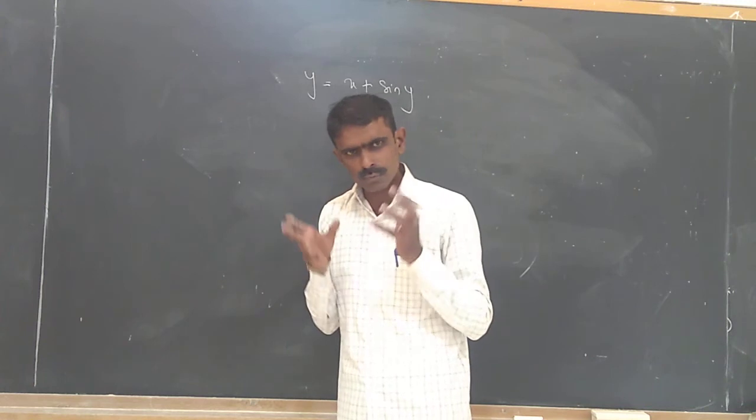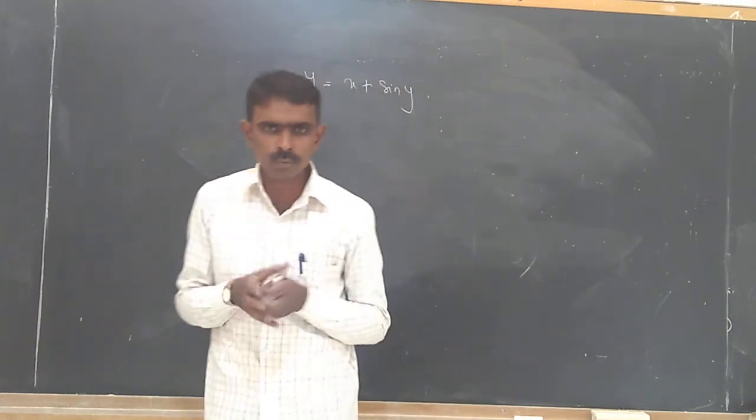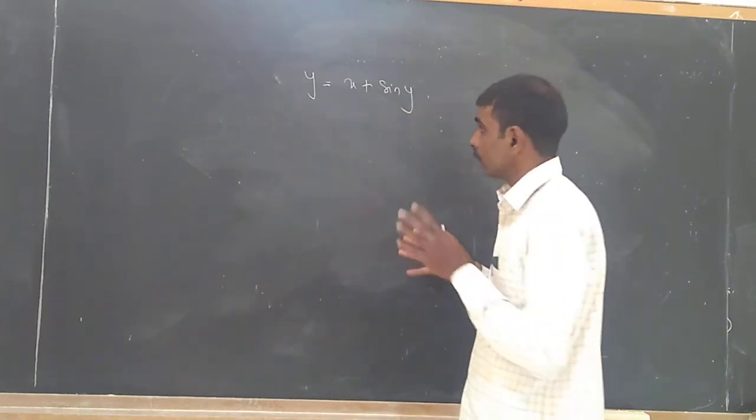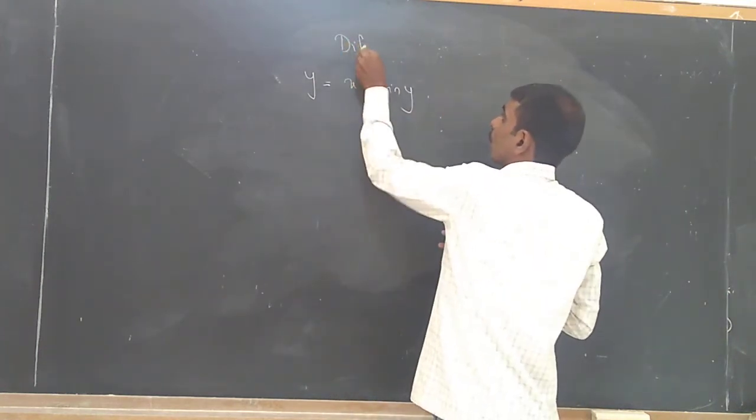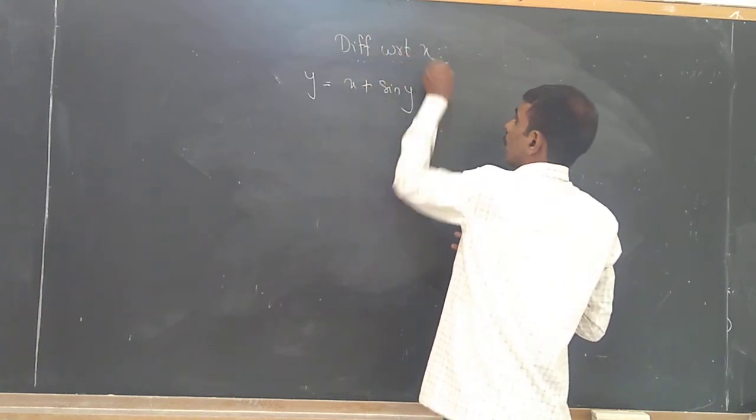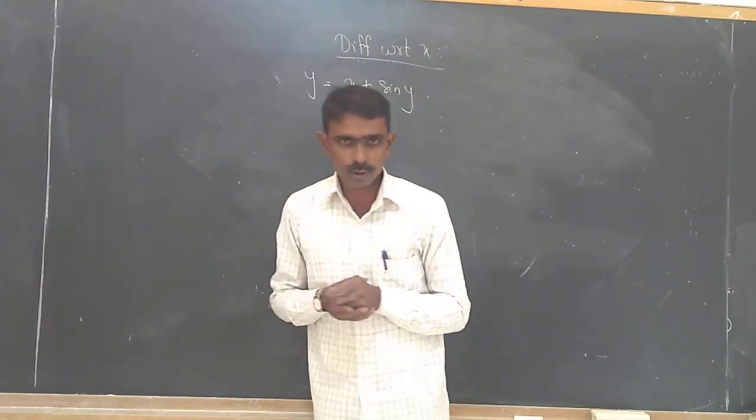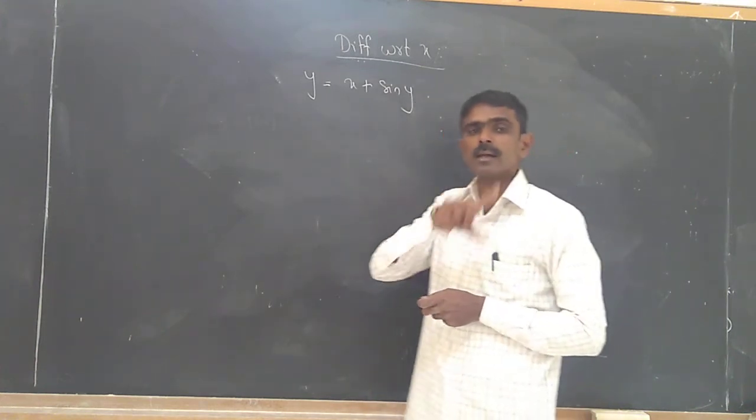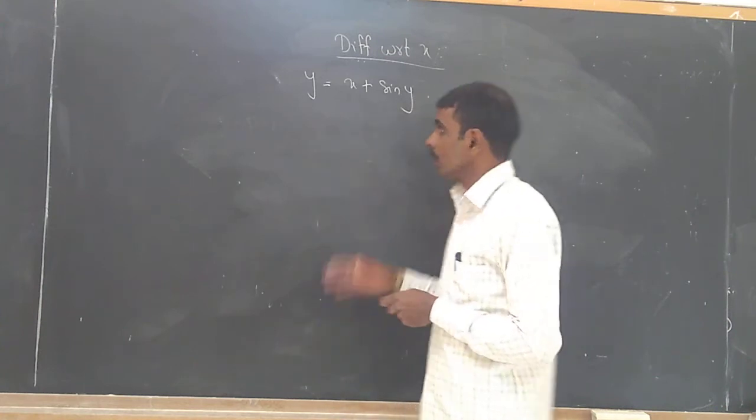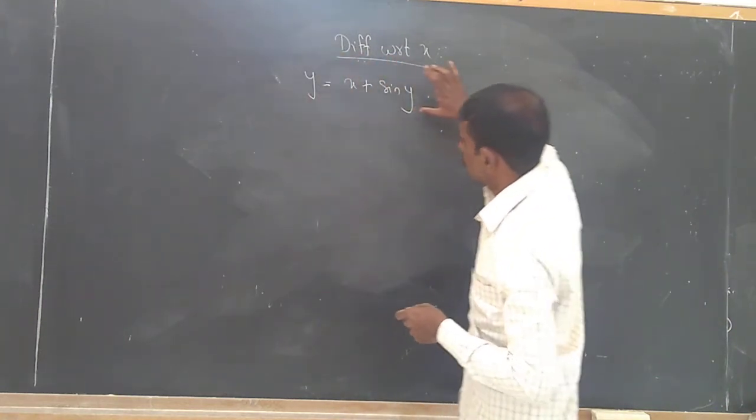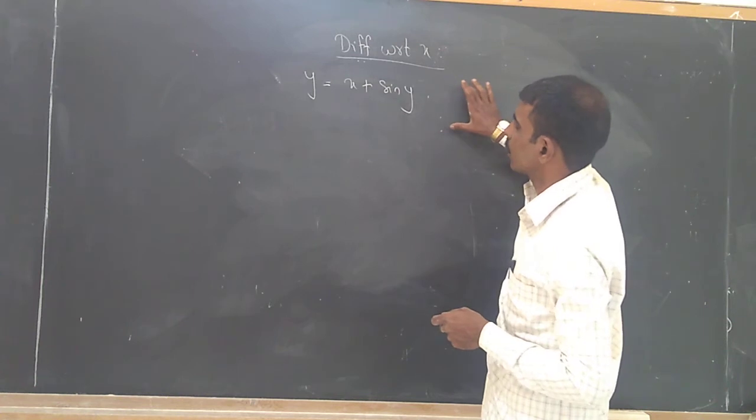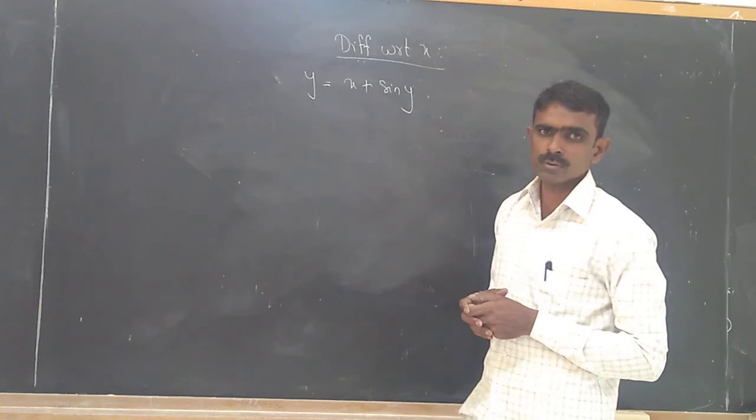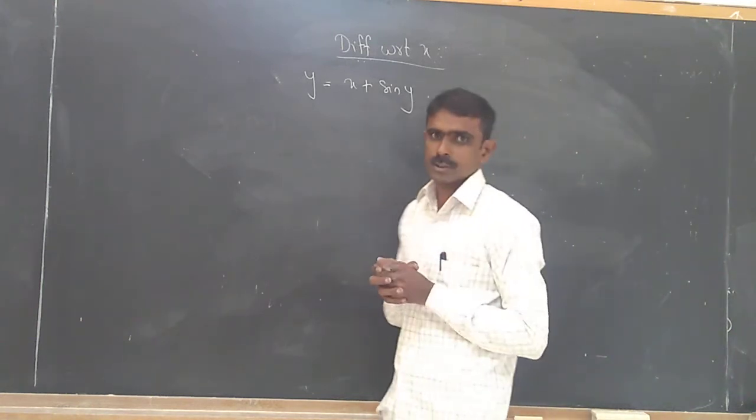In order to differentiate, as I have already told you, we are going to apply the chain rule differentiation, and we are going to differentiate it always with respect to x unless and until otherwise stated. This is an implicit function. First, see whether you can convert it into an explicit function. It is not at all possible. You cannot convert it into an explicit function.